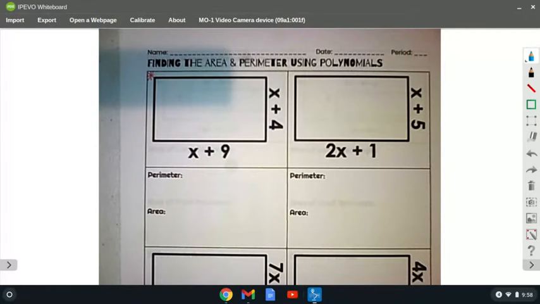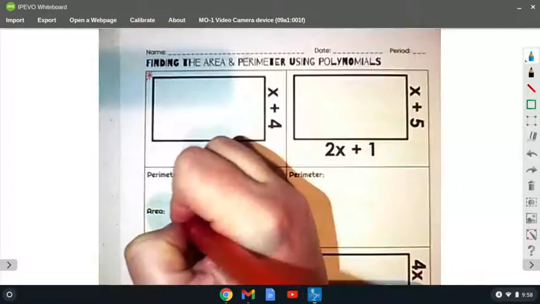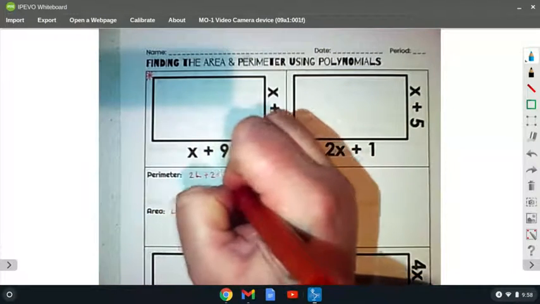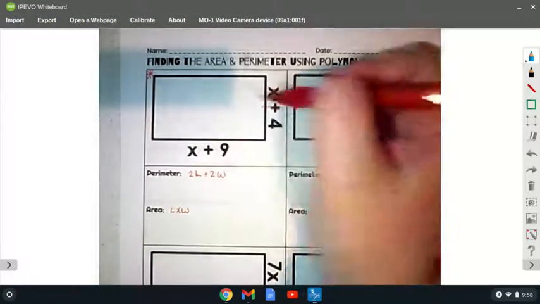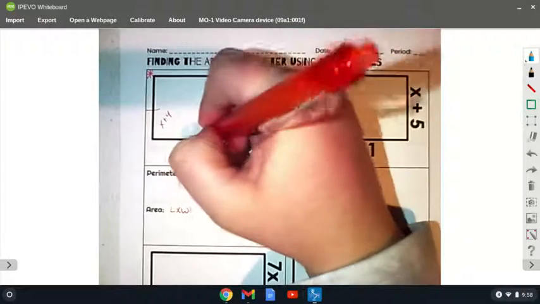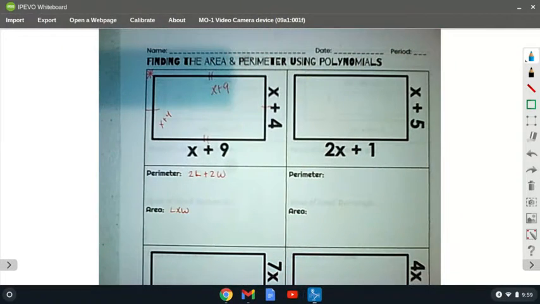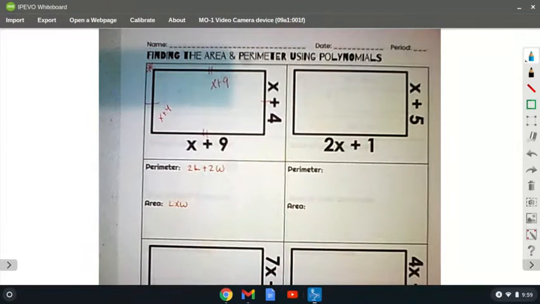Remember that the perimeter is adding up all the sides. Also remember that these are rectangles. So the area is length times width. The perimeter is 2L plus 2W. So 2 times the length plus 2 times the width. In other words, the sides opposite should be congruent. So if that's x plus 4, this should be x plus 4. If this is x plus 9, this should be x plus 9. So you could just add up all the sides knowing that, but this is the proper formula.